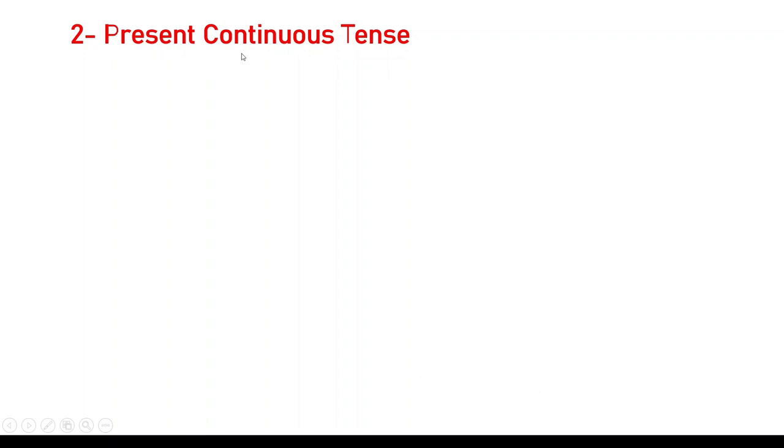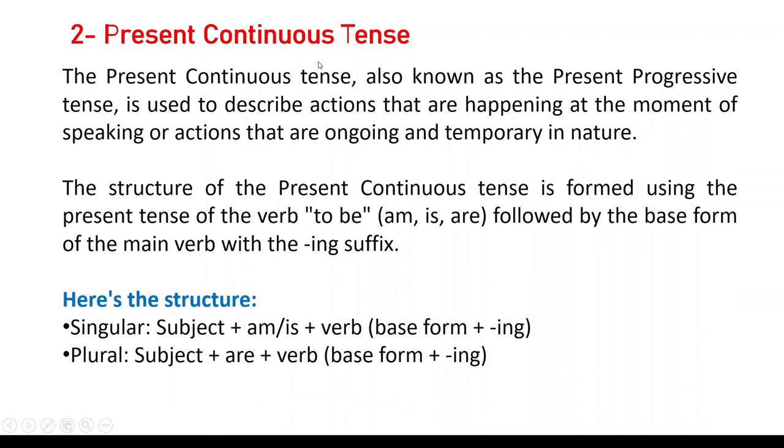2. Present continuous tense. The present continuous tense, also known as the present progressive tense, is used to describe actions that are happening at the moment of speaking or actions that are ongoing and temporary in nature. The structure of the present continuous tense is formed using the present tense of the verb to be, am, is, are, followed by the base form of the main verb with the ing suffix.